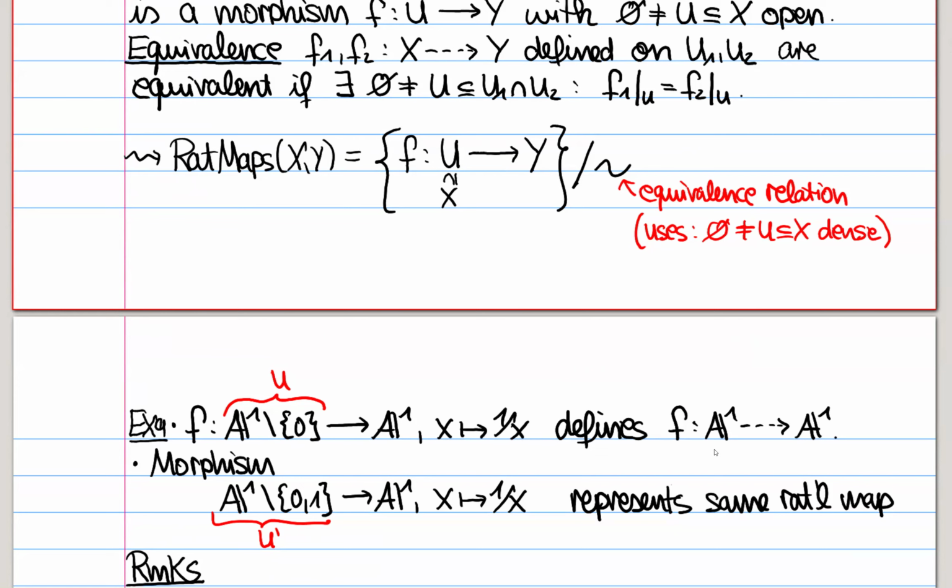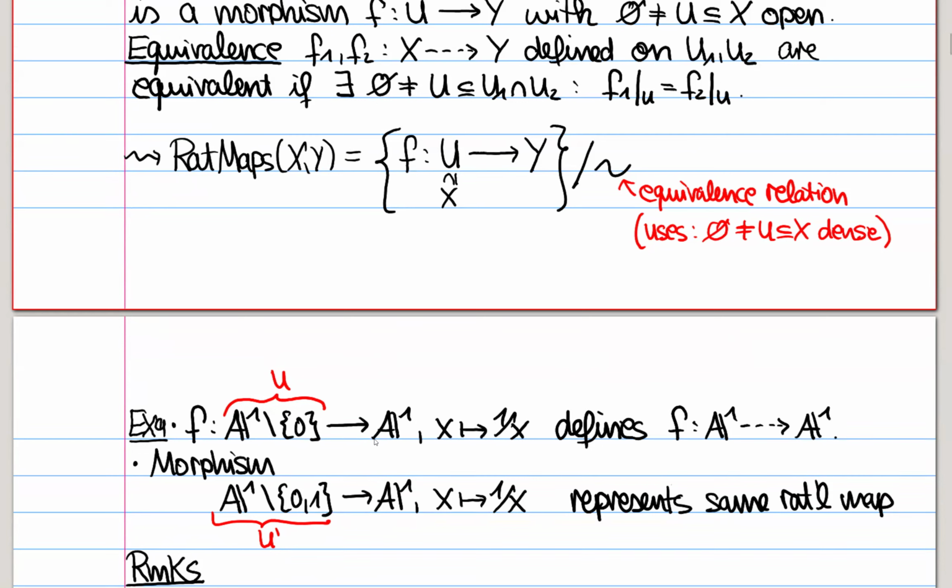And then we can write down a second map, which is defined on A1 minus 0 and 1 to here, but it's just given by the same recipe. So removing the 1 wasn't really necessary, but we can, of course, do it. Then you get a new open subset U prime.